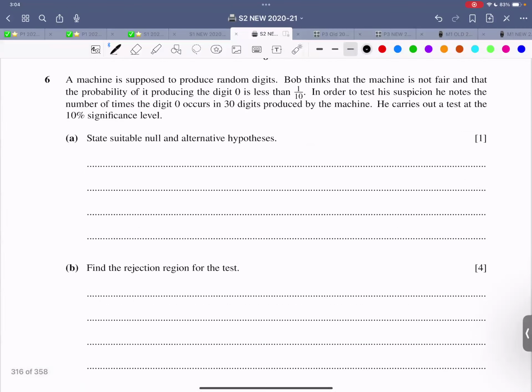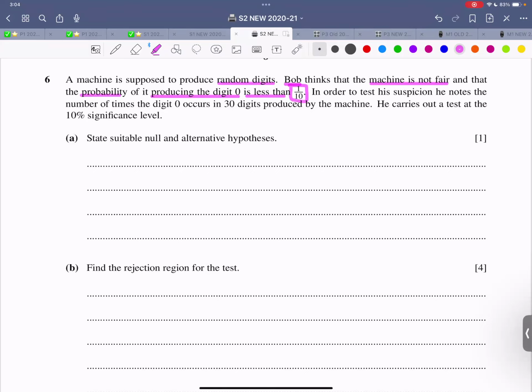Okay, now question number 6. Read through this particular question. What does it say? It says a machine is supposed to produce random digits. Bob thinks that the machine is not fair. So Bob thinks the machine is not fair, and that the probability of it producing the digit 0 is less than 1 over 10.